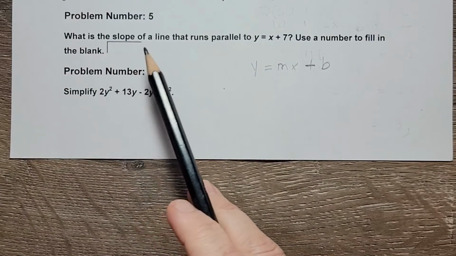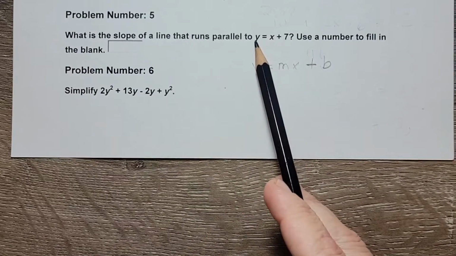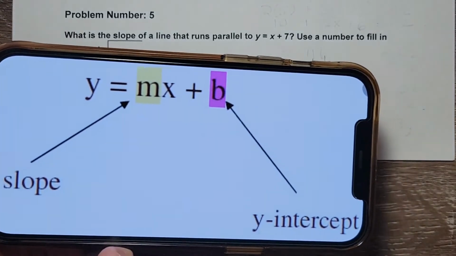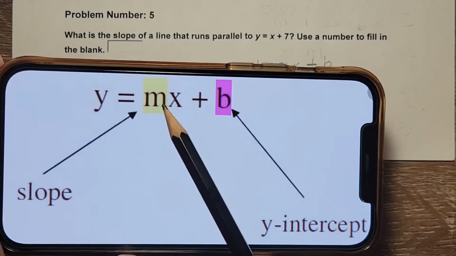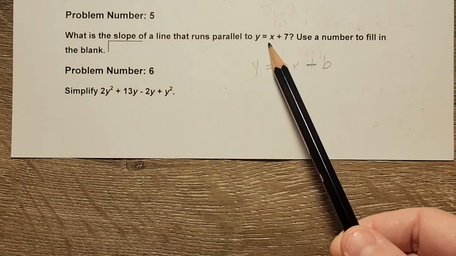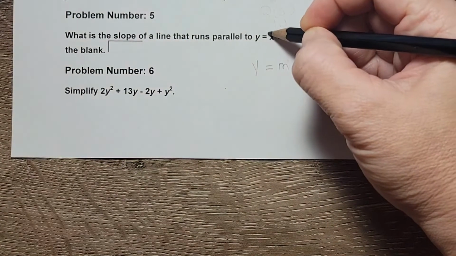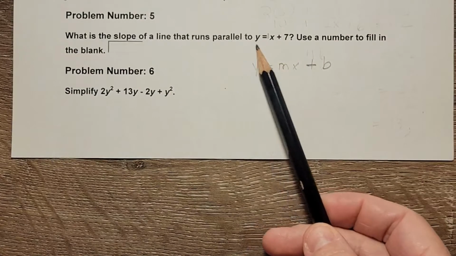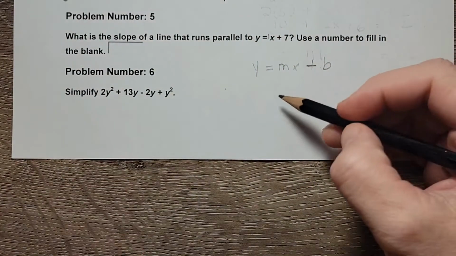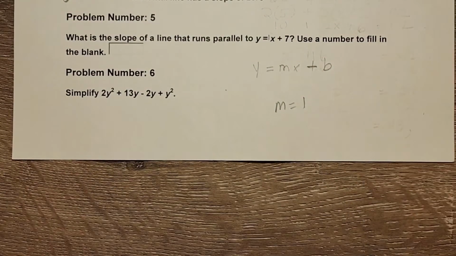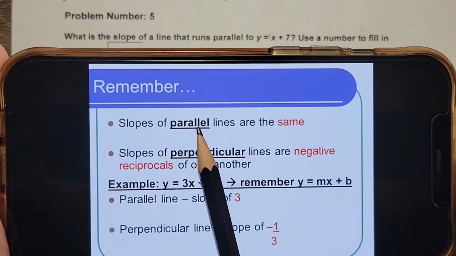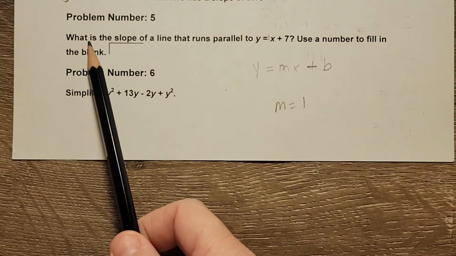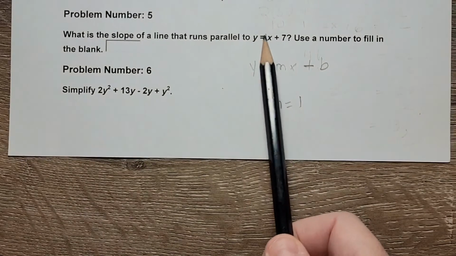Okay, problem number 5. What is the slope of a line that runs parallel to y equals x plus 7? I wrote this out because this is what we call the slope-intercept form, where m represents the slope. So in this case, the slope is 1. If there's nothing there, then you know it's a 1, okay? And according to this, lines that are parallel have the same slope. So if you want to know what is the slope of a line that's parallel to this, it's the same, 1.